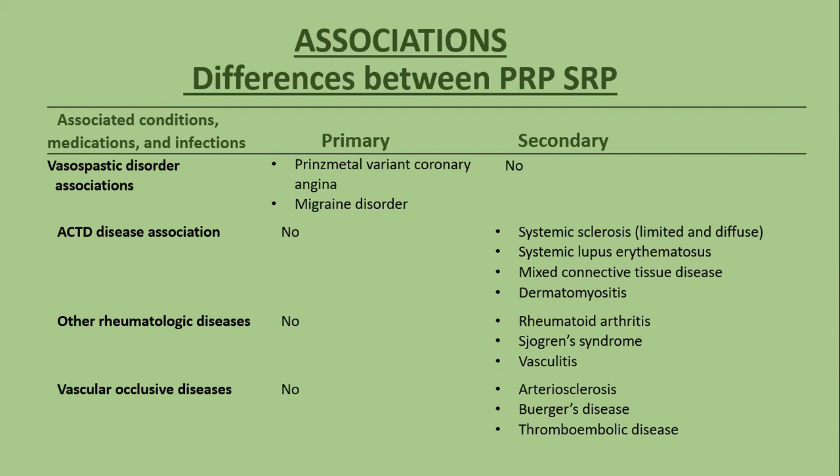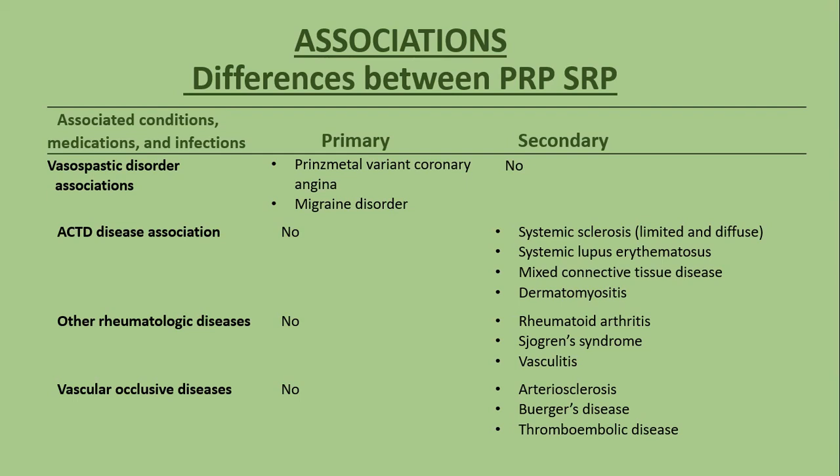For example, vasospastic disorders like Prinzmetal variant coronary angina and migraine disorders are commonly associated with primary but not with secondary. Autoimmune connective tissue diseases are not associated with primary, but they are associated with secondary, and the diseases include systemic sclerosis, which is the most important, then SLE, mixed connective tissue disease, and dermatomyositis. Other rheumatological diseases include rheumatoid arthritis, Sjogren's syndrome, and vasculitis.